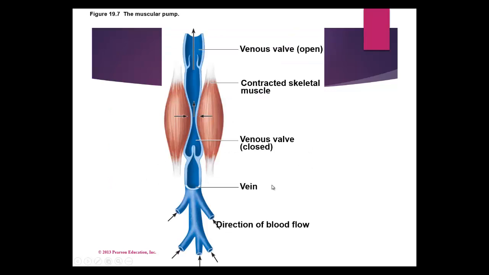So here we can see the muscular pump in action. Blood is flowing into the veins, and as the muscles around those veins contract, it squeezes the blood upward, and then the valves close, preventing it from going backward with the force of gravity.